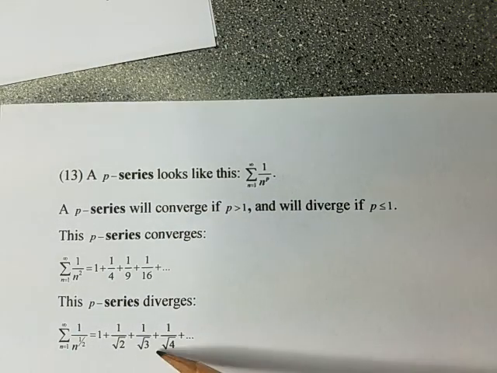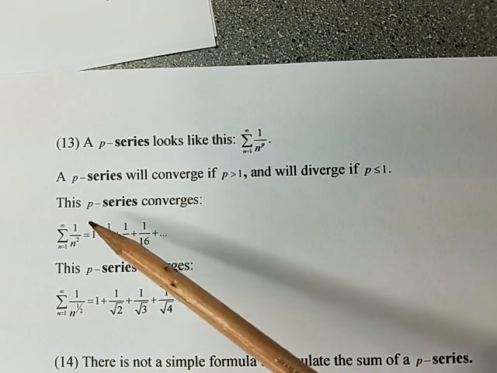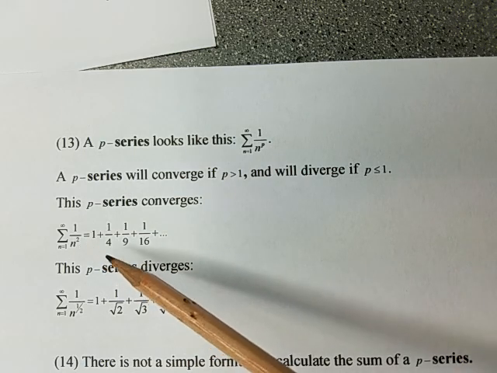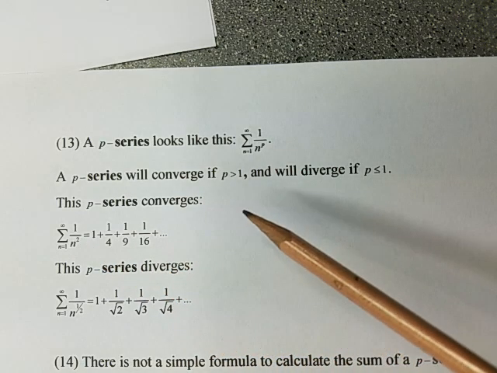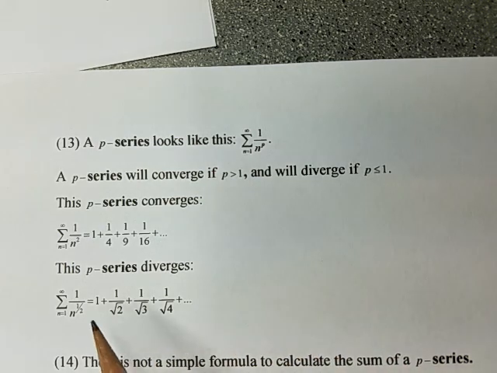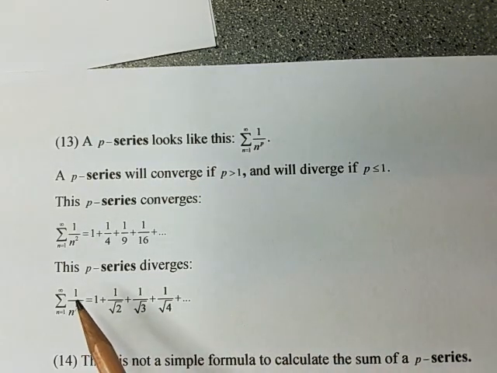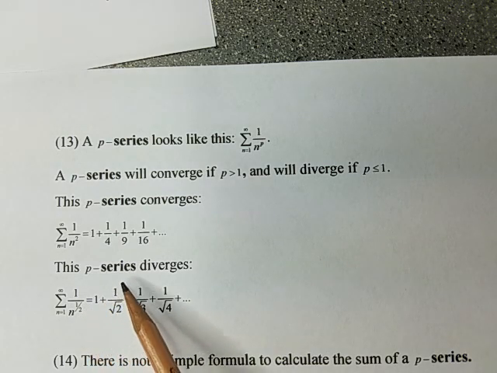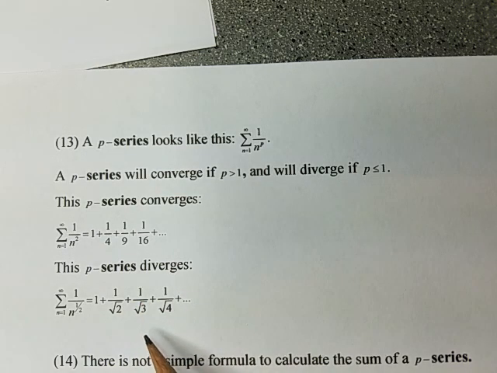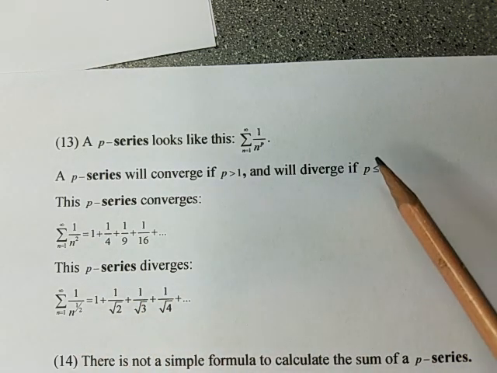Okay? Examples. This p-series converges. It's 1 over n squared. p is equal to 2. So it converges by what's up there. Here, this series is 1 over the square root of n. The power is a half. So that's 1 plus 1 over root 2 plus 1 over root 3, and so on and so forth. So p is a half. It diverges. A half is less than 1.